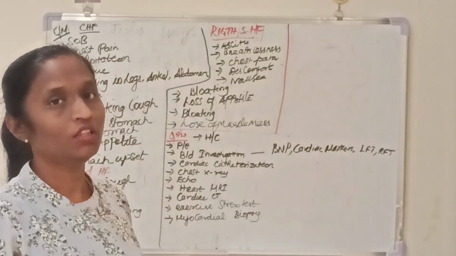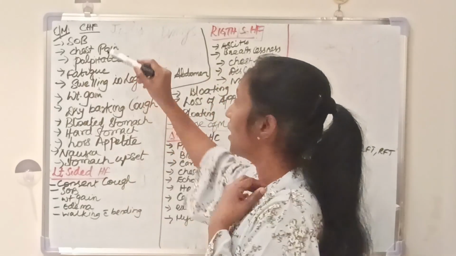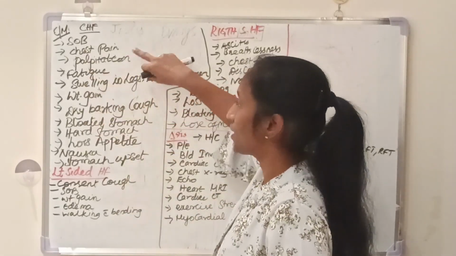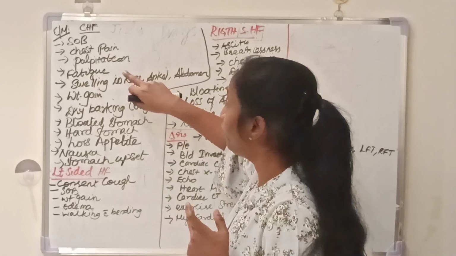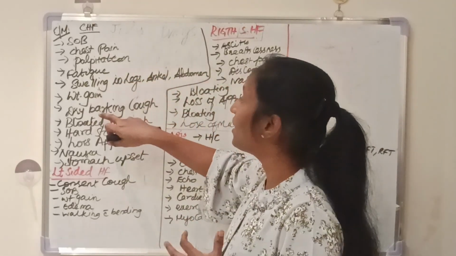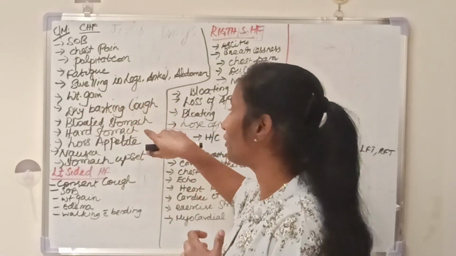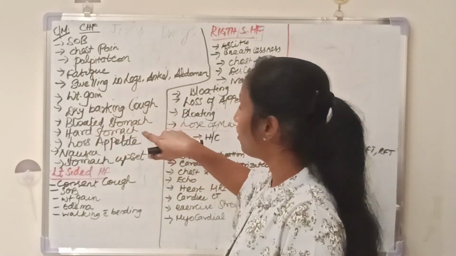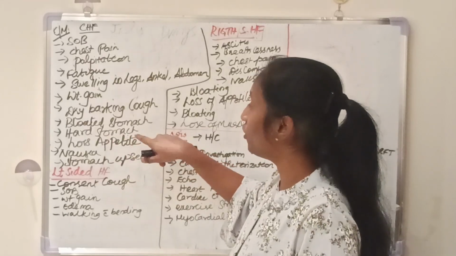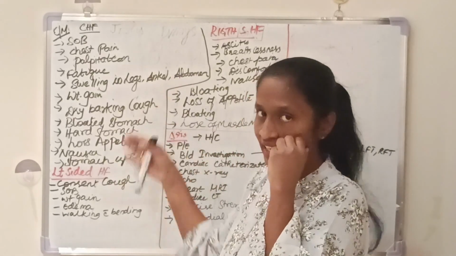Clinical symptoms of heart failure. Okay. The first symptoms of congestive heart failure are shortness of breath, chest pain, palpitation, fatigue, swelling in the legs, ankles and abdomen, weight gain, and a dry, barking cough. It is a specific sign of congestive heart failure. Also bloated stomach, hard stomach, loss of appetite, nausea, stomach upset. So this is what happens.